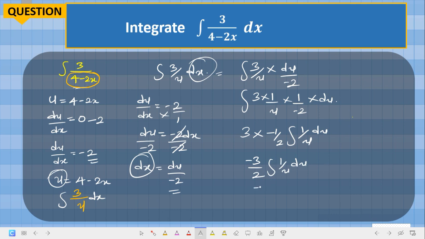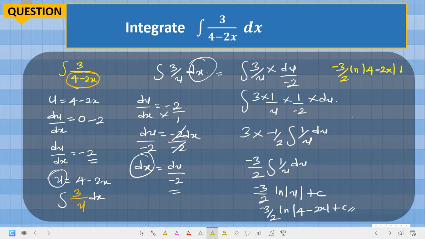Now when you integrate 1 over u, I told you that this is going to give us ln, the natural logarithm of the absolute value of u, plus c. So this gives you minus 3 over 2 times ln of u, which is 4 minus 2x, and everything plus c. So the final answer to this question is minus 3 over 2 times the natural logarithm of 4 minus 2x, plus c. So this is the final answer to this question.